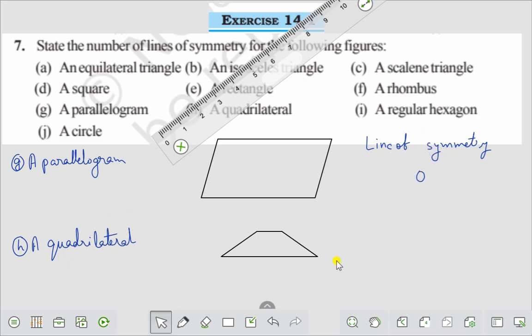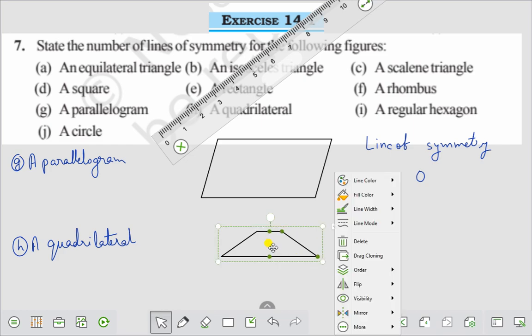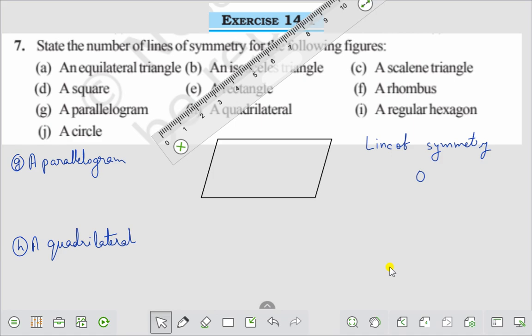the line of symmetry. But if we take a haphazard quadrilateral like this, for example, we'll draw a quadrilateral like this one. Here I am drawing a quadrilateral with 4 sides, A, B, C, D. Here in this case you see the line of symmetry is also 0, right?